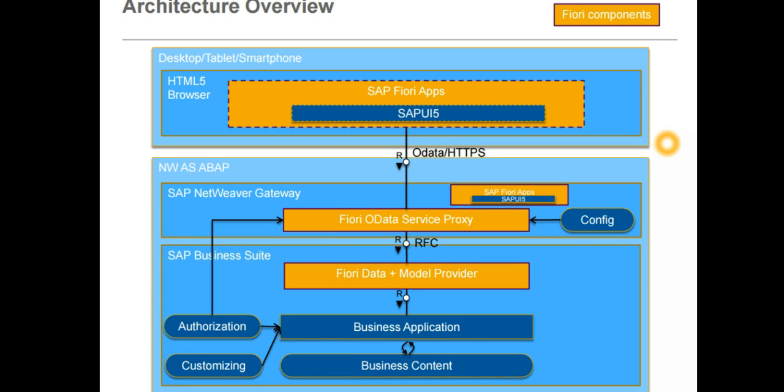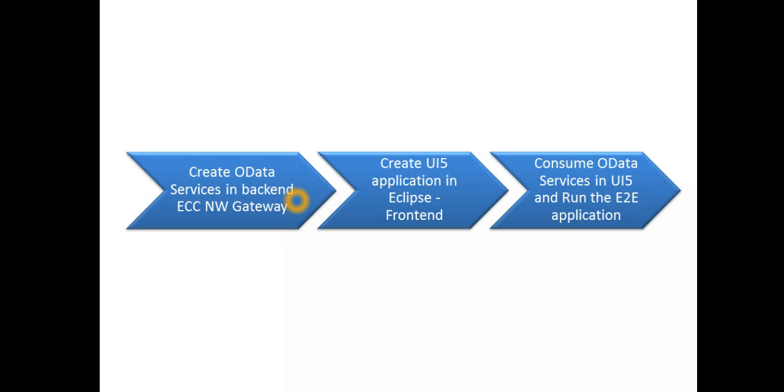Those who are from an SAP background should have already worked on the bottom level here, right? Here SAP NetWeaver Gateway will be acting as a middleware. So in our session I will explain how to create OData services in the backend ECC NetWeaver Gateway, create a UI5 application in Eclipse frontend, and then consume the OData services in UI5 and run the end-to-end application.